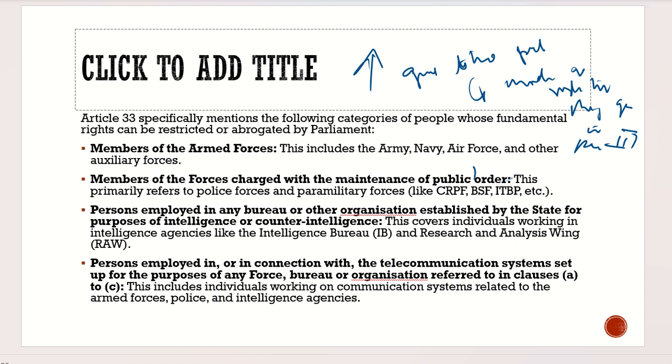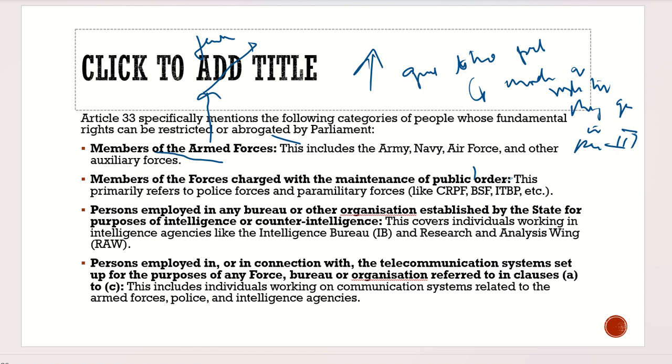Now to whom can they restrict it? Let's discuss them by reading the article. Very simple article. The article specifically mentions the following categories of people whose fundamental rights can be restricted or abrogated by the parliament. First, members of the armed forces. You would have heard about that Jawan who made a video about their kitchen, how they are not treated well, and what happened to him? He was dismissed from his job, even though he was enjoying the right to freedom of speech and expression, but still he was removed. And what was the reason for that? Because this right to freedom of speech and expression is restricted for certain kinds of people.